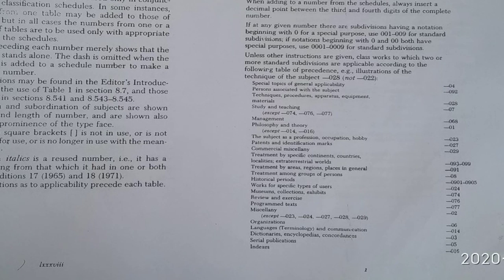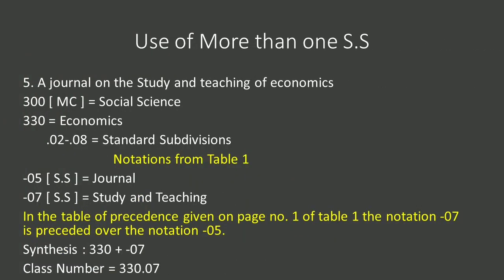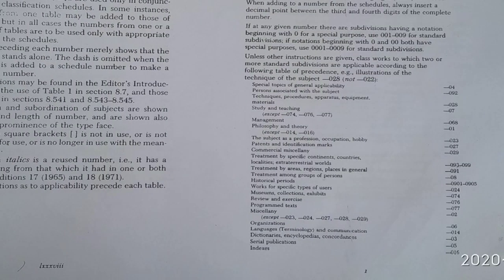Okay, we have to follow the table of precedence whenever there are two standard subdivisions or more than two standard subdivisions. According to the table of precedence, we have to use only one notation. So in our case the notation 07 precedes the notation 05. That is why we will use only the notation 07, not the 05, because 07 is more preferable than 05.